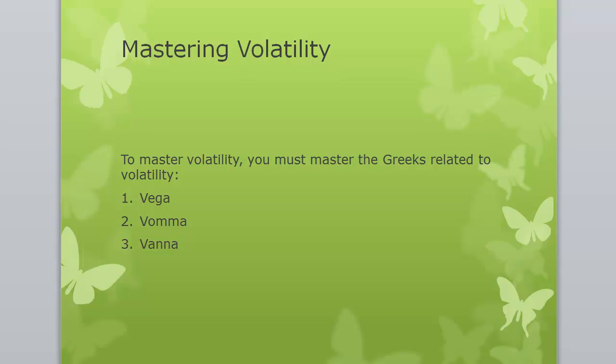Next, we'll talk about how to actually master volatility trading. To master volatility, you must master the Greeks related to volatility. Makes sense. Number 1 is Vega. Number 2 is Vomma, and number 3 is Vanna. There's another Greek related to volatility, actually a couple more. One is Veta, but we're not going to talk about that today.